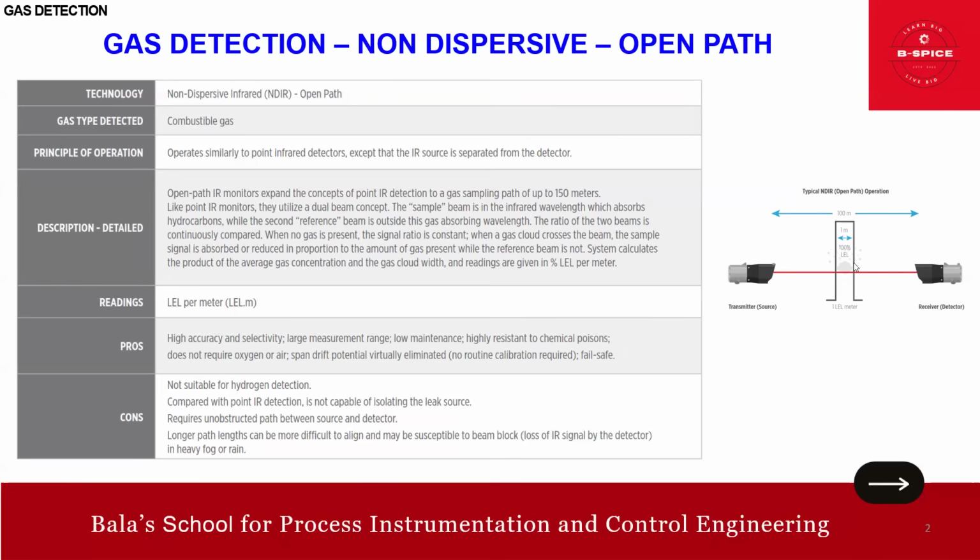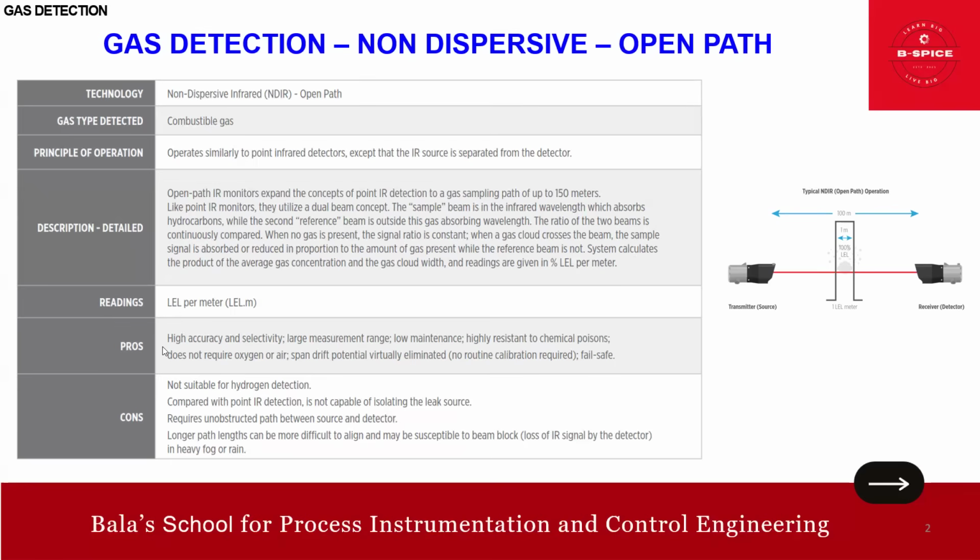When a gas cloud crosses the beam, the sample signal is absorbed or reduced in proportion to the amount of gas present, while the reference beam is not. So the system calculates the product of the average gas concentration and gas cloud width, and readings are given in percentage LEL per meter. This is the principle, friends. LEL per meter, lower explosive limit per meter.